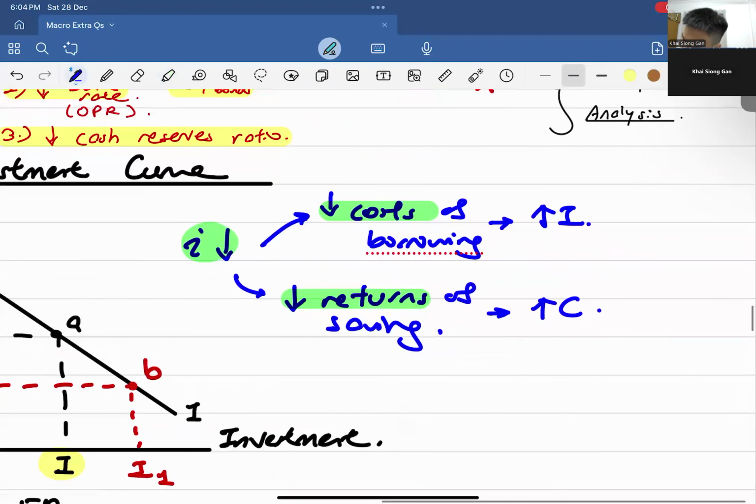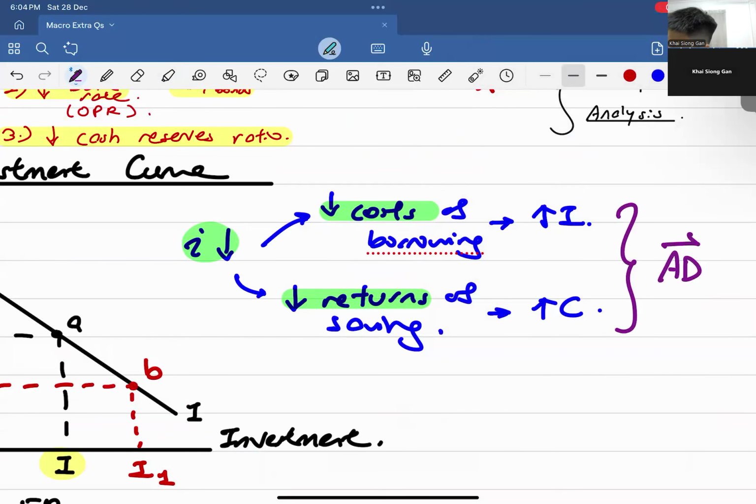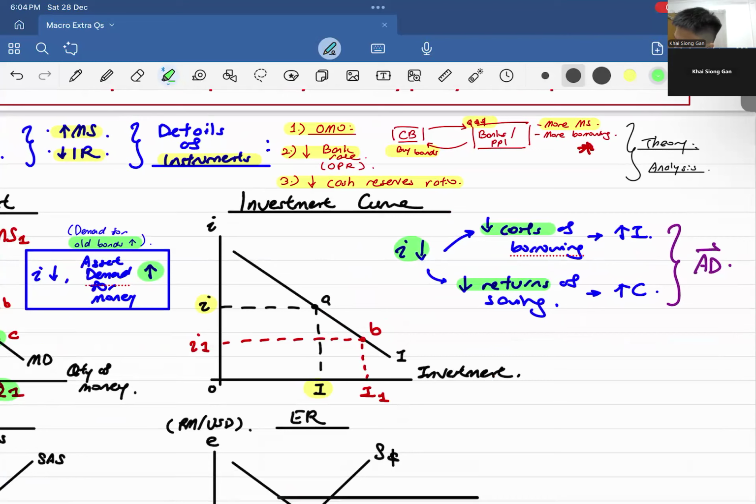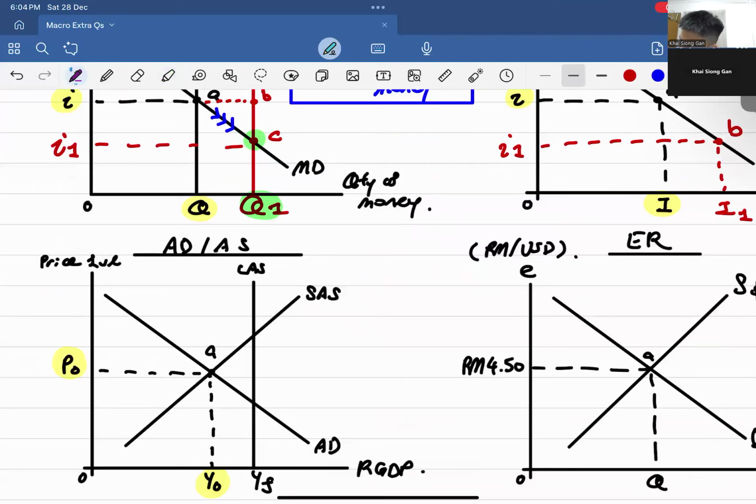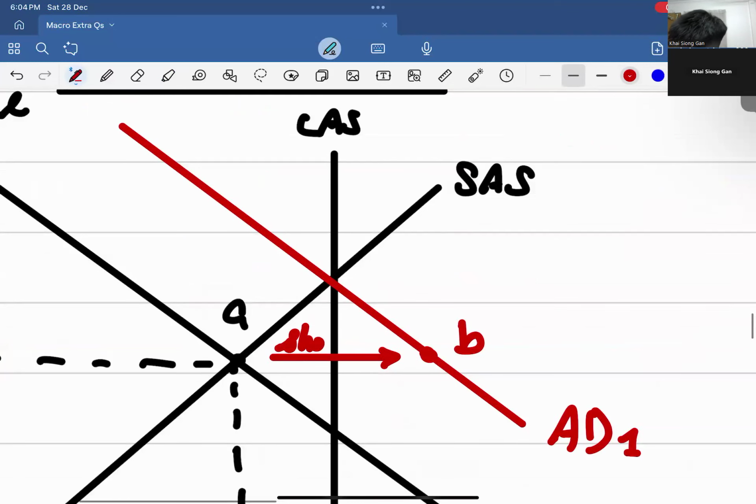And when these two increase, what will happen then? This will result in the AD curve shifting rightwards. That's the next impact. The AD curve will shift rightwards back to full employment then. So the AD curve moves from point A to point B over here. There is a shortage.